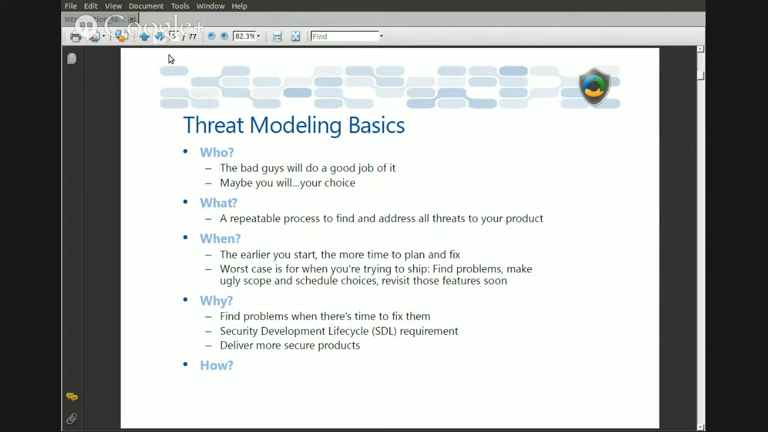All right, so here you have the when, and basically it's just saying the earlier you start, the more time you have to plan and fix.